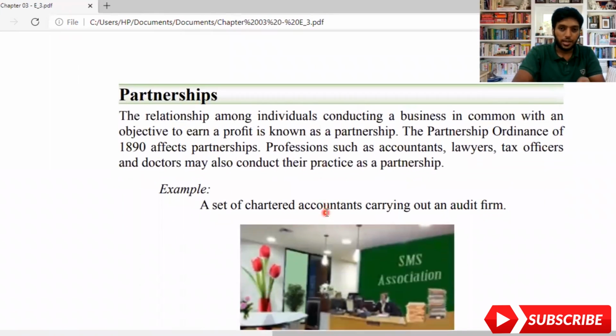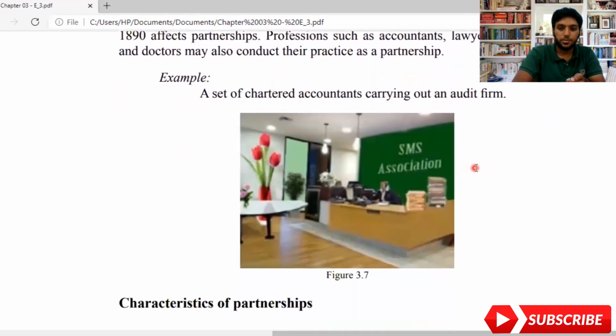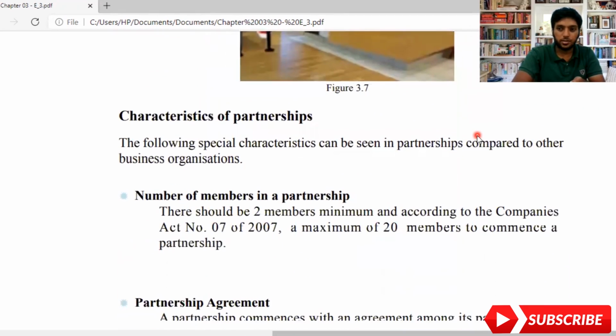It can be any type of job they do in a partnership: an accountant's office, lawyer's office, tax office, whatever it is. It can be any profession when you are doing a partnership. They are given a small association, such as an audit firm, where partners can work.